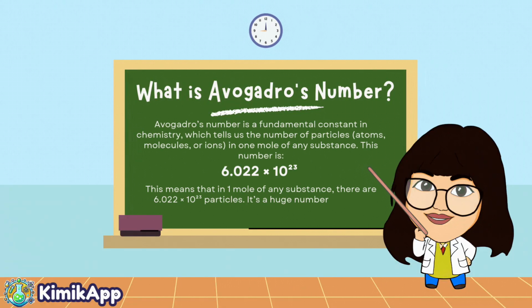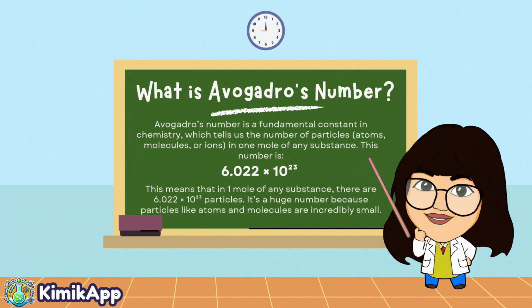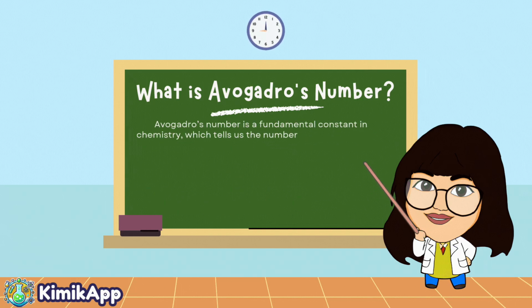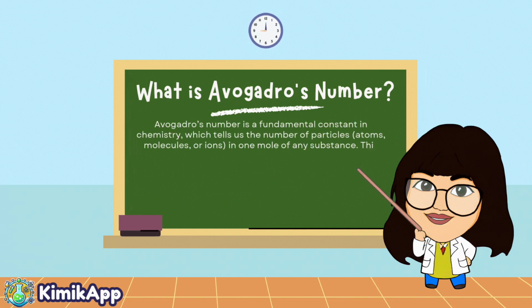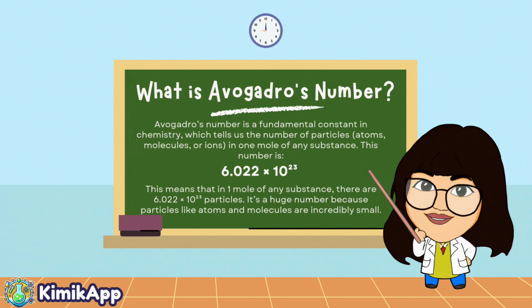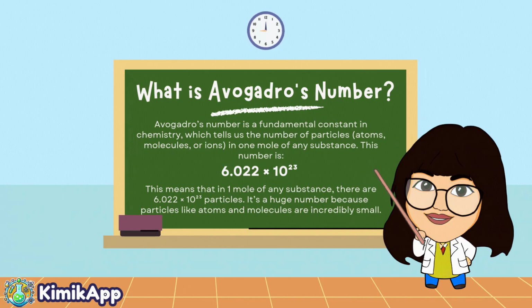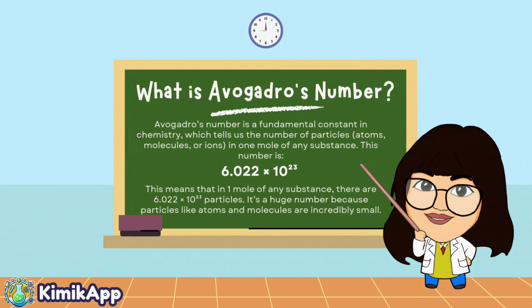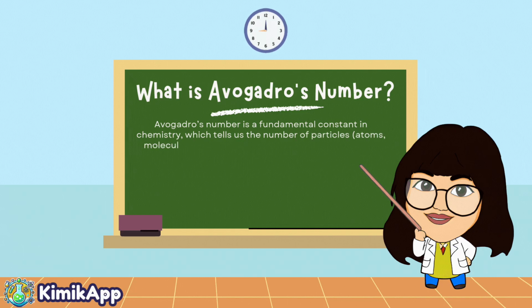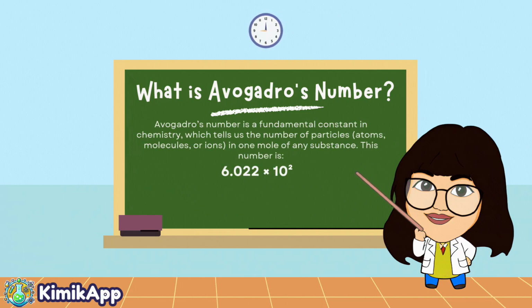Next, let's explore Avogadro's number, which is a fundamental constant in chemistry. This number tells us the number of particles such as atoms, molecules, or ions in 1 mole of any substance. And as I've mentioned a lot of times earlier, this number is 6.022 times 10 raised to the 23rd. This means that in 1 mole of any substance, there are 6.022 times 10 raised to the 23rd particles. It's a huge number because particles like atoms and molecules are incredibly small.